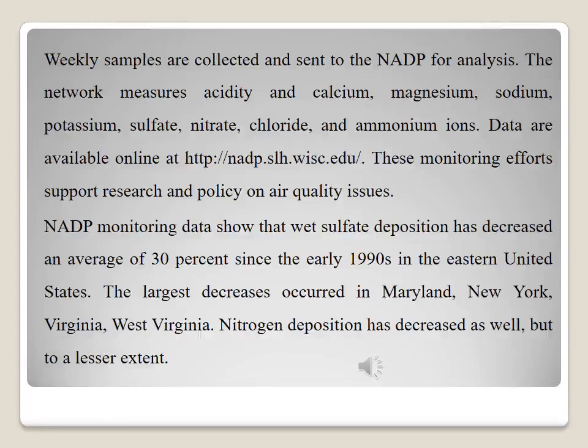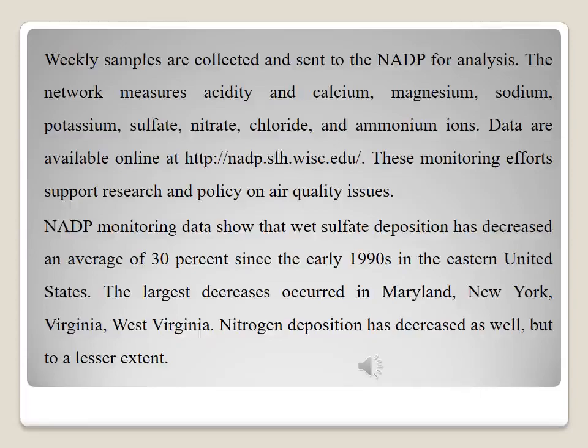Weekly samples are collected and sent to the NADP for analysis. The network measures acidity, calcium, magnesium, sodium, potassium, sulfate, nitrate, chloride, and ammonium ions. Data are available online at the given address. These monitoring efforts support research and policy on air quality issues.